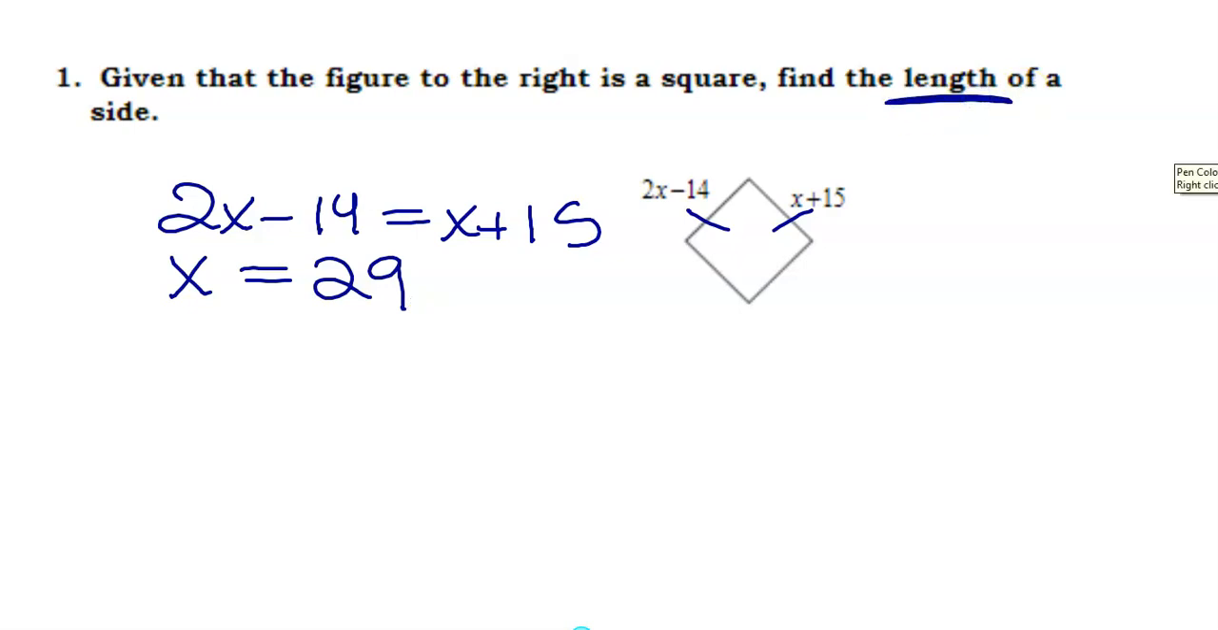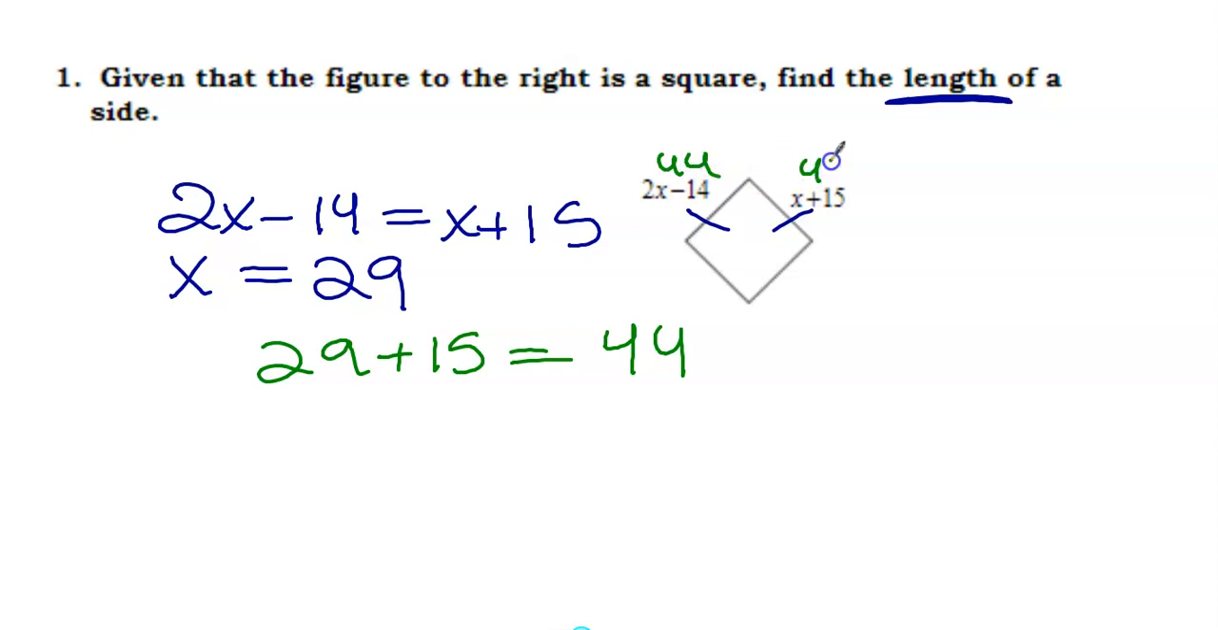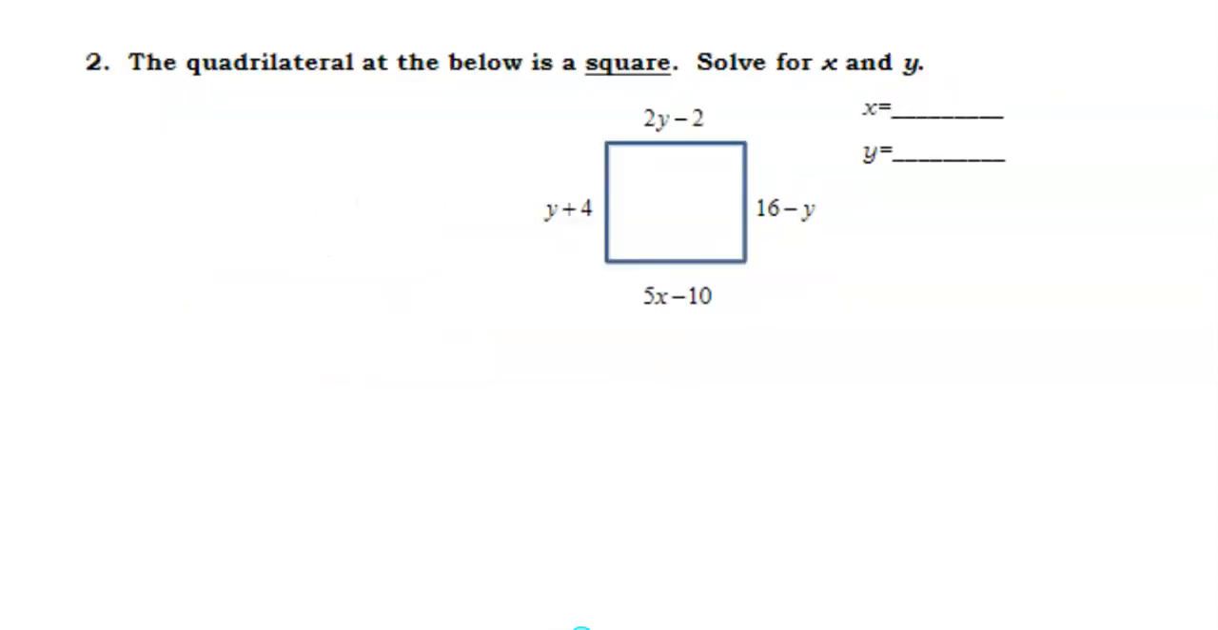And then it says find the length of the side. Well, I need to plug it back in. So 29 plus 15 equals 44. And because it's a square, all sides are 44. Okay? All right, 2. The quadrilateral below is a square. Solve for x and y.